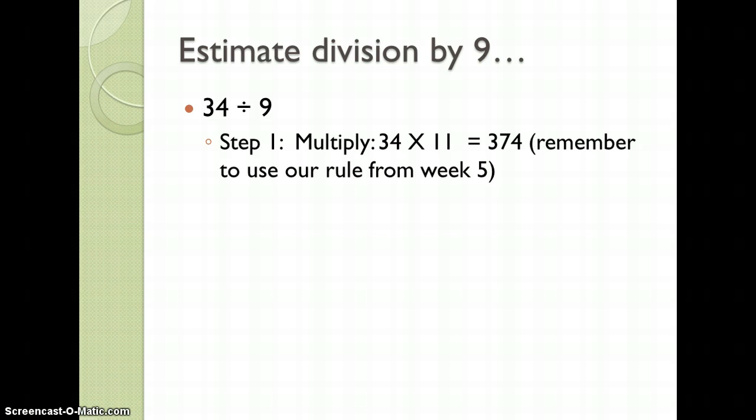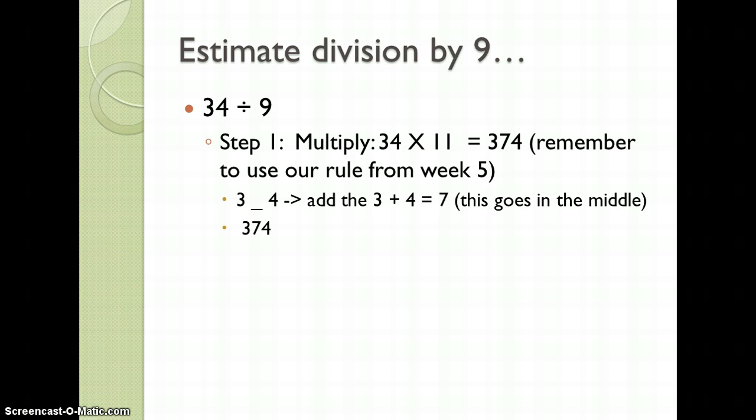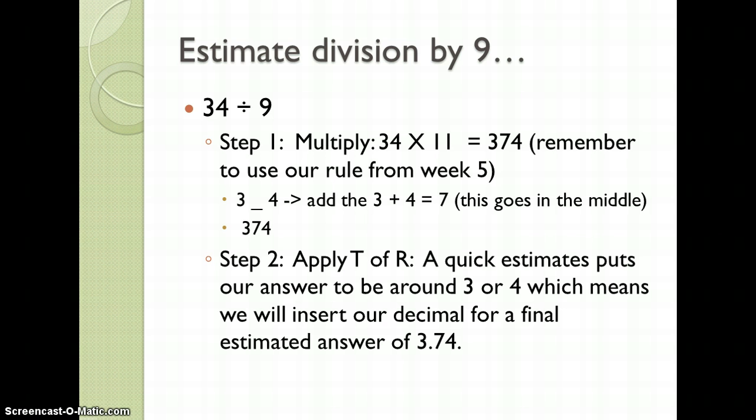34 divided by 9. Multiply 34 by 11, which is 374. Remember to use the rule from week 5. We have 3 blank 4. Then we add the 3 and the 4, which is 7, and the 7 goes in the middle, so 374. Step 2, apply the test of reasonableness. A quick estimate puts our answer around 3 or 4, which means we'll need to insert our decimal for a final estimated answer of 3.74. The correct answer is 3.78.